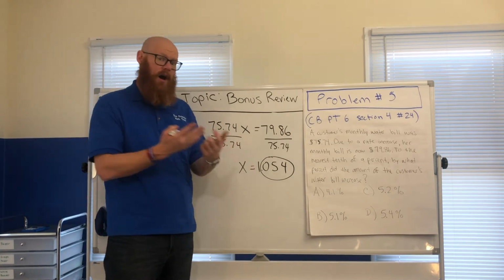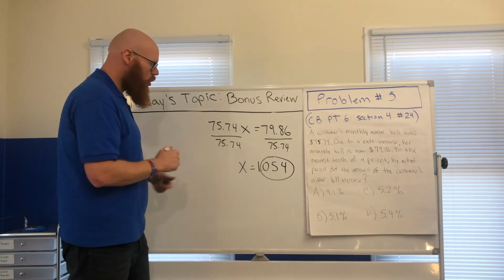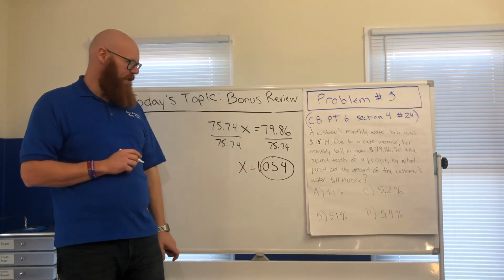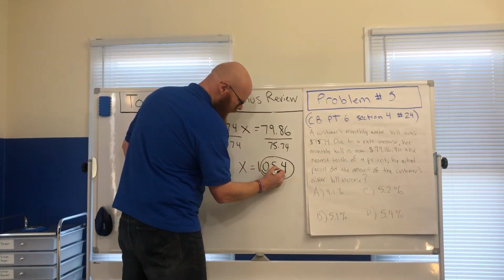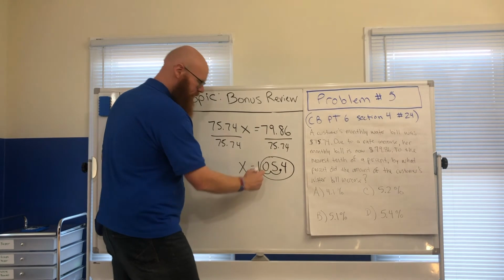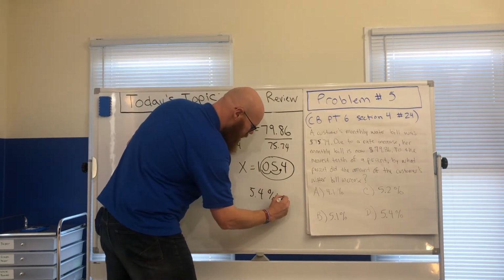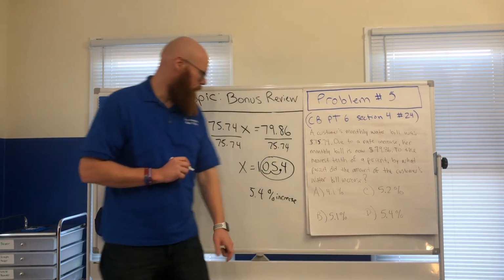And again, 1 is the decimal representation of 100%. So it increased by 0.054. Well, the way we want to change that to a percentage is we want to move the decimal back to the right twice. So that represents a 5.4% increase, which is D. All right?